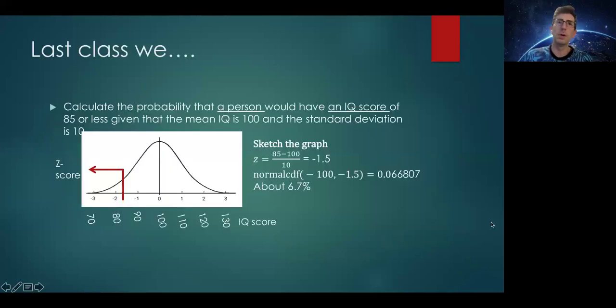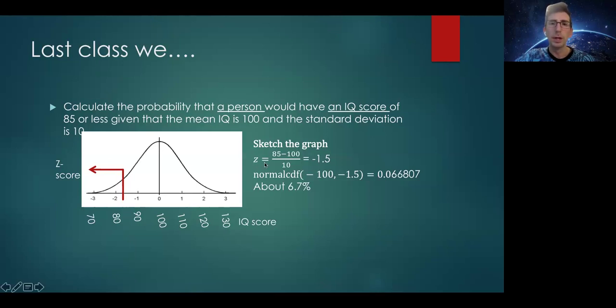So in the last chapter, chapter 5, we had questions like this, where we wanted to calculate the probability that a single person would have an IQ score of 85 or less, given that the mean IQ is 100 and the standard deviation is 10, and that these IQ scores are also normally distributed. So what would we do to solve this?